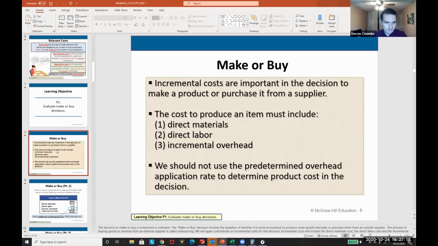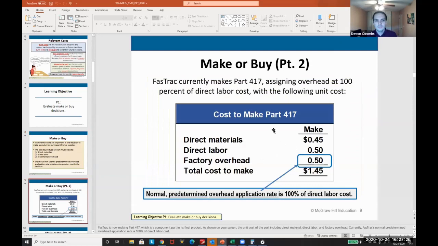So let's keep going. So the idea there is, right, we're worried about what's relevant, not what we predetermine. And so the idea here is we're making part 417. We assign overhead at 100% of direct labor costs with the following units. And so to make part 417, whatever this might be, we have 45 cents of direct material, 50 cents of direct labor, factory overhead of 50 cents. And so this is a predetermined overhead rate. And the total cost to make is $1.45.